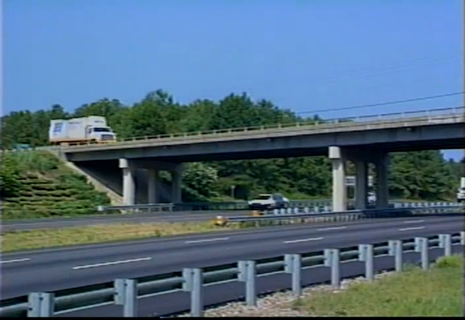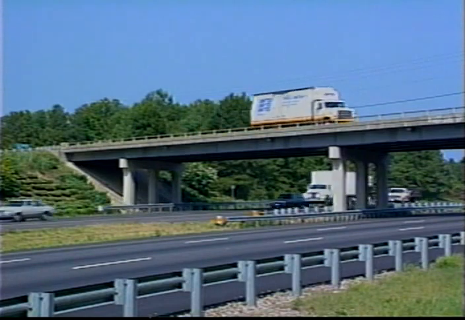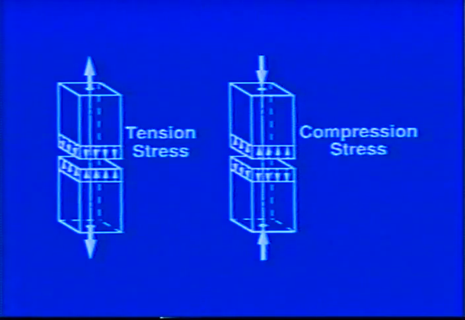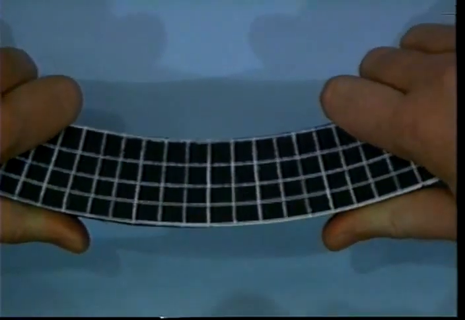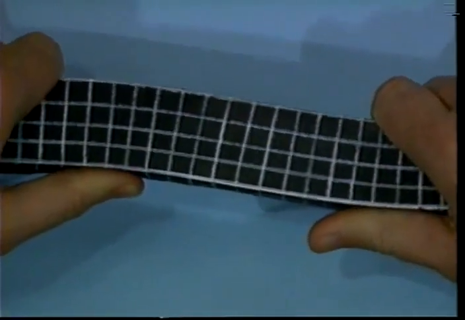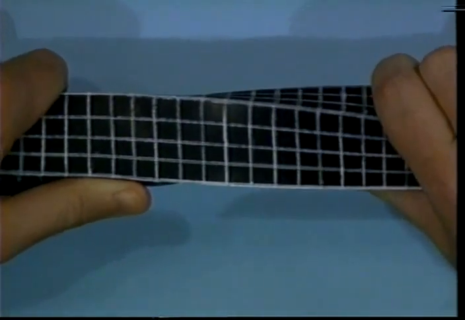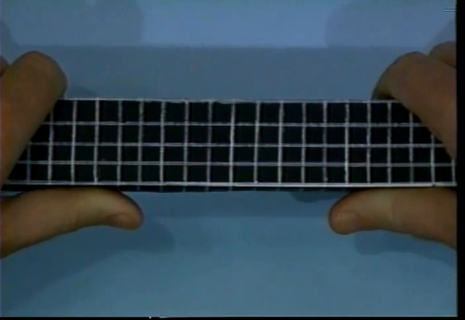The loads acting upon a bridge induce a variety of internal stresses in the bridge members. Stress is the force per unit area. Tension stress elongates the bridge member. Compression stress shortens the bridge member. Bending, shear, and torsion are other forces causing various distributions of stress and deformation in bridge members.